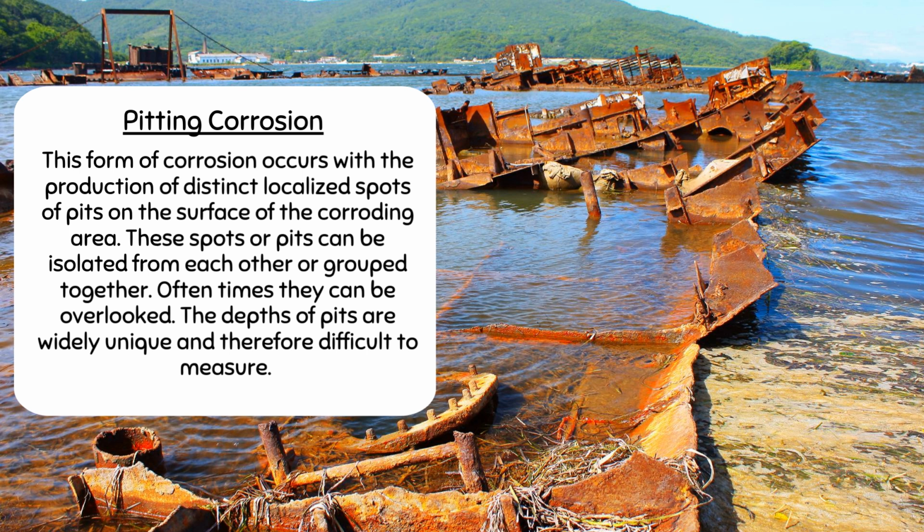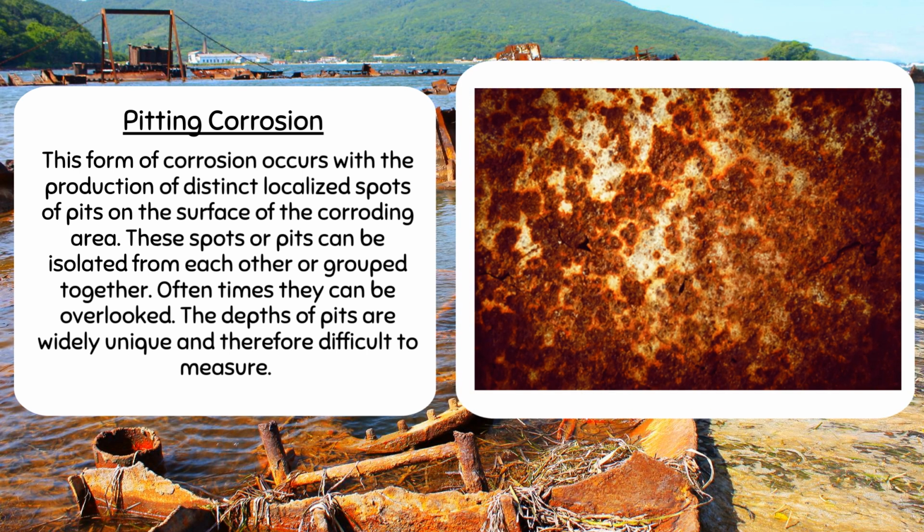This form of corrosion occurs with the production of distinct localized spots of pits on the surface of the corroding area. These spots or pits can be isolated from each other or grouped together. Oftentimes they can be overlooked. The depths of pits are widely unique and therefore difficult to measure.